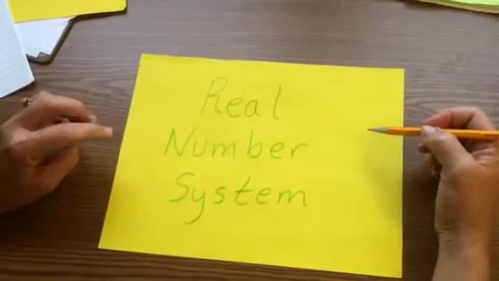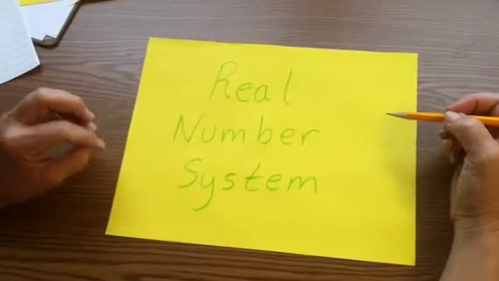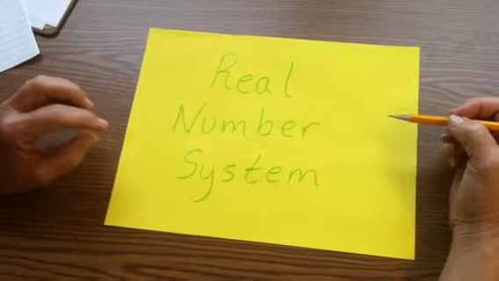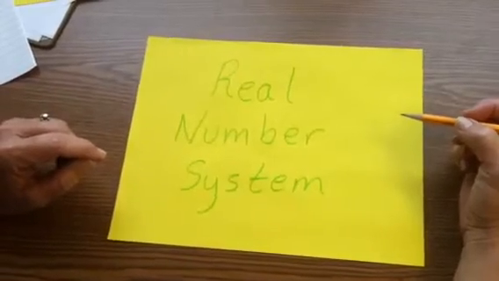On today's flipped classroom video, I want you to create a foldable on the real number system. By learning the real number system families, you will be able to describe the difference of rational and irrational numbers and identify different types of rational numbers.